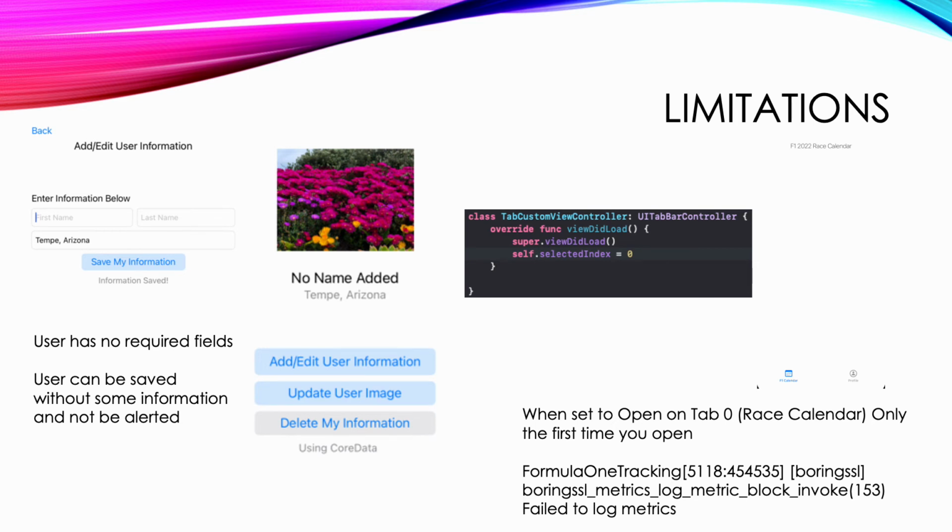So another limitation of my project is the initial view at which the tab view controller loads into. Initially, I had it open to tab 0, which is the F1 calendar, which displays the list of races and their circuits. But when I do this only on the first time I open the simulator in Xcode, it gives me this error right here, failed to log metrics. And then my research on Stack Overflow tells me that this is likely a problem with Swift or Xcode to internet rather than my implementation.